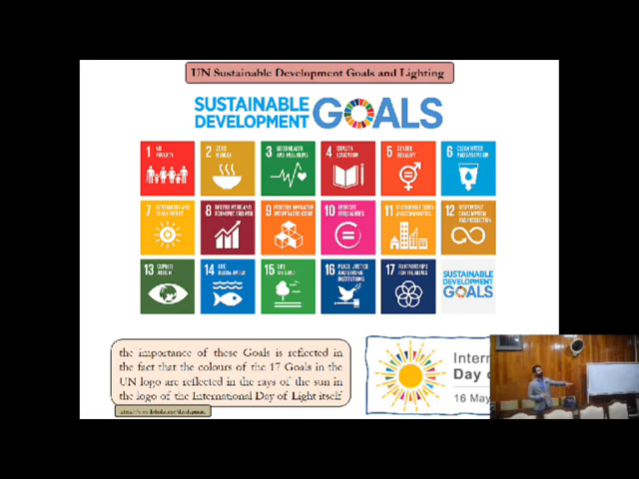So the 17 sustainable development goals each have their own color, and all those colors are embodied in the logo of International Day of Light, which is celebrated on 16th May of every year. So this shows how lighting contributes.